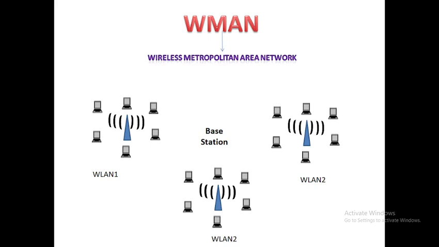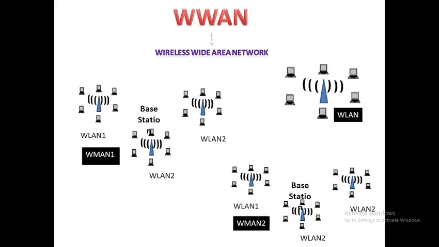And next is the wireless wide area network. This network is used in a wide area, meaning from one country to another country. If we want to communicate with each other, then we use the wireless wide area network. The best example is the internet. We can communicate with any person who is outside of India through the internet. This is an example of a wireless wide area network.